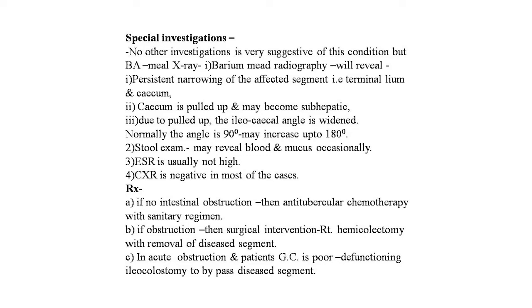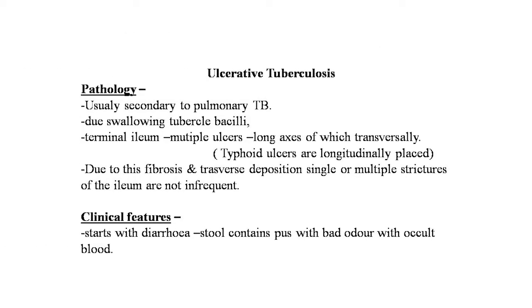Now the next point is ulcerative tuberculosis. Pathology: it is usually secondary to pulmonary tuberculosis and results from swallowing of tubercle bacilli. The terminal ileum is mostly affected. Multiple ulcers are there, with their long axis transverse, whereas typhoid ulcers are longitudinally placed. Due to this fibrosis and transverse deposition, single or multiple strictures of the ileum are not infrequent.